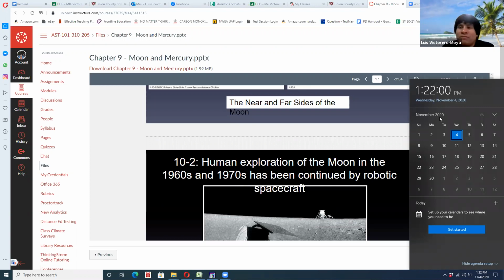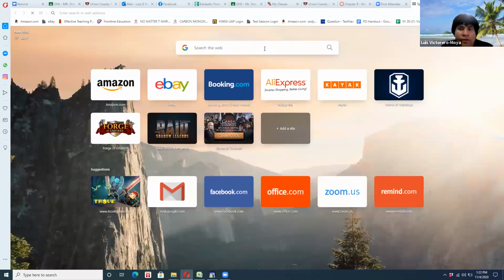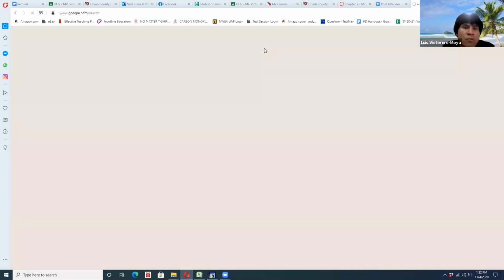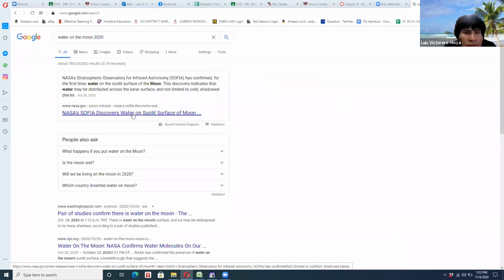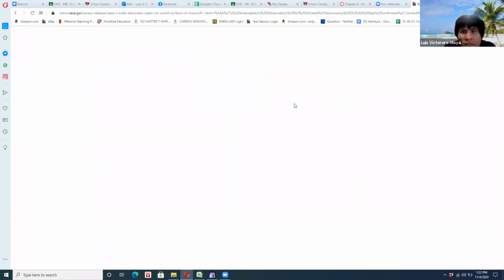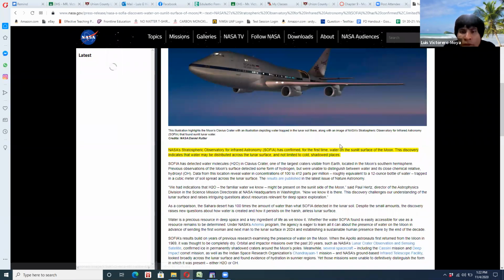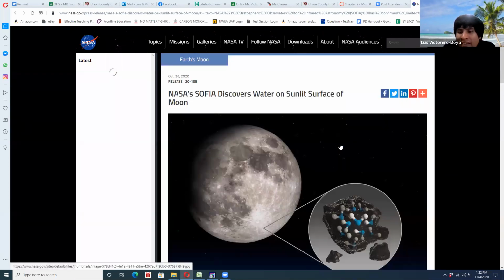Water on the moon, right? We have recently discovered water on the moon. So I would recommend you guys read this article from NASA Press so you can see why this discovery is important, right? And again, we didn't go to the moon for this.